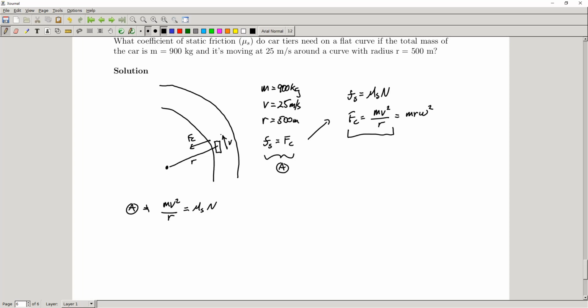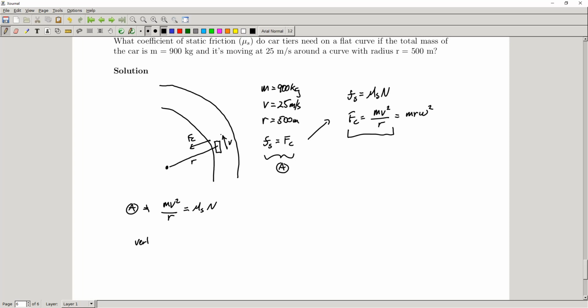But we need the normal force, right? We don't know what the normal force is. What is the normal force here? Well, the normal force is going to be the force pointing up out of the page here, keeping the car from sinking into the road, right? So let's take a look at what's going on in the vertical direction.